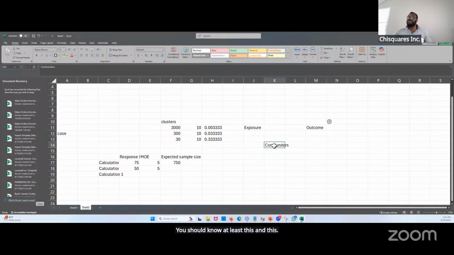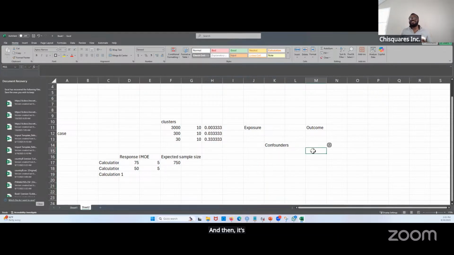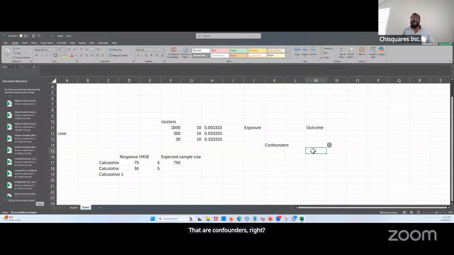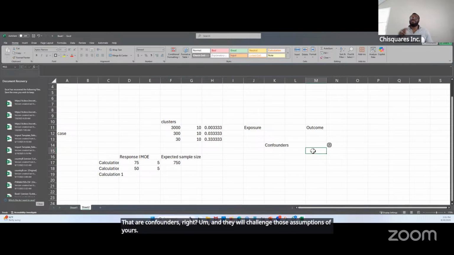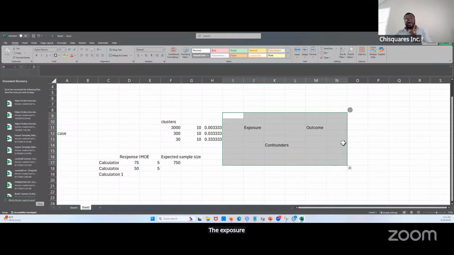And then you should come up with a list of these confounders. And then it's easier to say, well, I think that you have omitted key variables that are confounders, and then we challenge those assumptions of yours. So this is the first step you need to go and sit down and create: the exposure, the outcome, and your confounders at the very least. And then we'll start saying, okay, here is where we can go next. All right. Thank you.